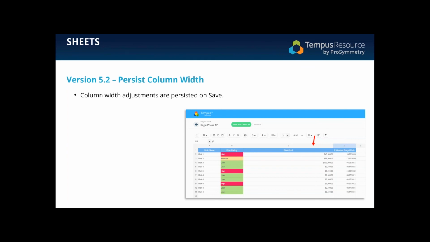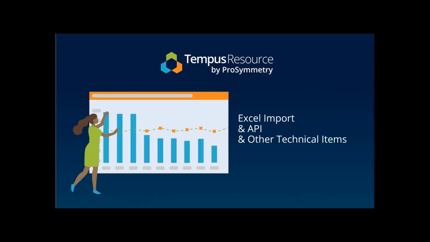Again, starting in 5.2, just a minor update, but I want to make people aware of it. Maybe I rank it more highly than you do, but this now gives you an option, or not an option, it will automatically persist that column width upon save. So when I return, I get the same width, in this case for risk cost. I don't have to tinker with my column width thereafter. Right? So those are some updates on Sheets.